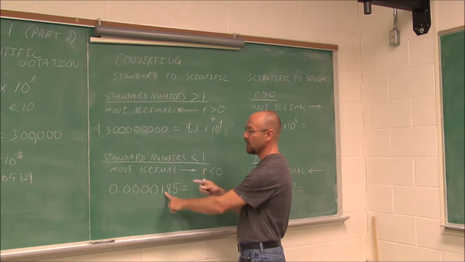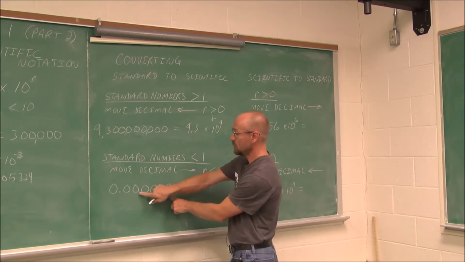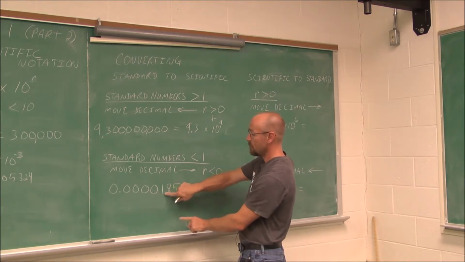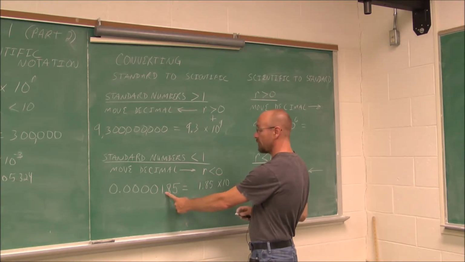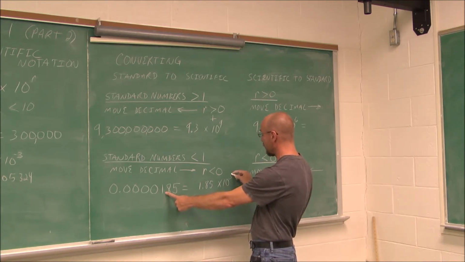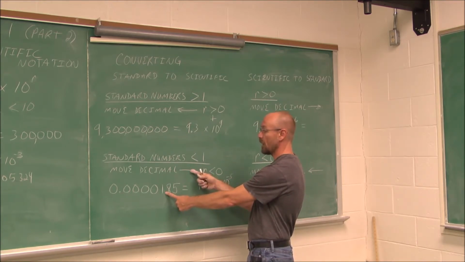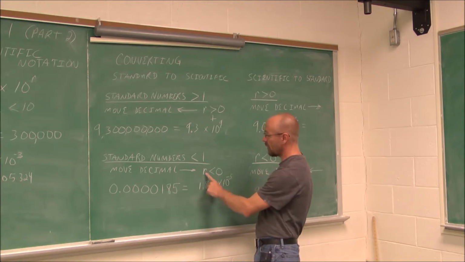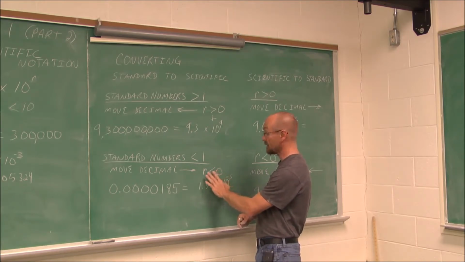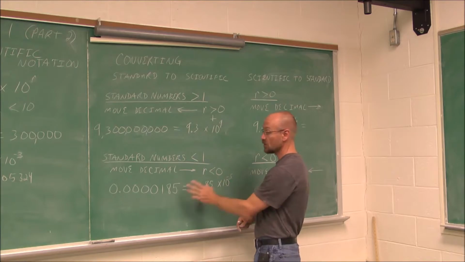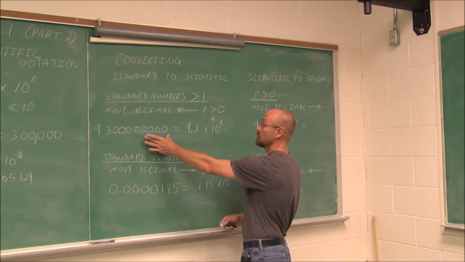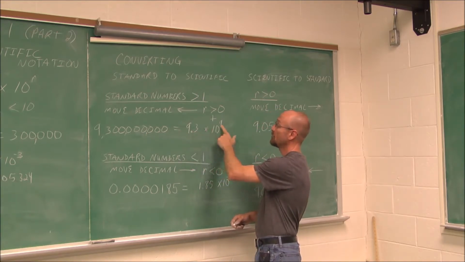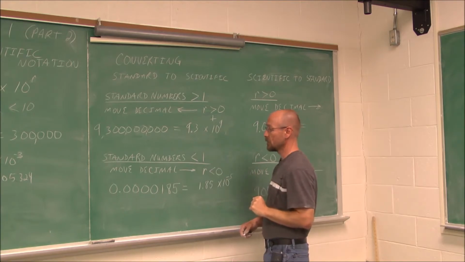And when I do that, I get 1.85. But how many spots did I move it? 1, 2, 3, 4, 5 spots to get to here. Well, that's how many factors of 10? It's 5 factors of 10. But it was to the right, making it a negative value, r less than 0. Anything less than 0 is negative. So small numbers have negative exponents when written in scientific notation. Large numbers have positive exponents when written in scientific notation.